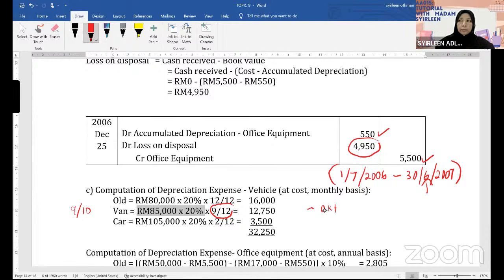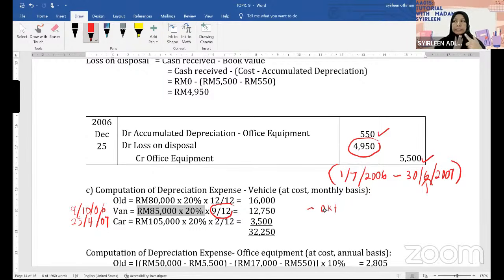So we have October 2006, November, December, January, February, March, April, May, June. 9 bulan. Okay, alright. Untuk kereta, car, you beli 25th of April 2007. So untuk bulan April tak kira sebab dia dibeli antara 16 to 31st. So April won't be counted into your depreciation expense calculation.